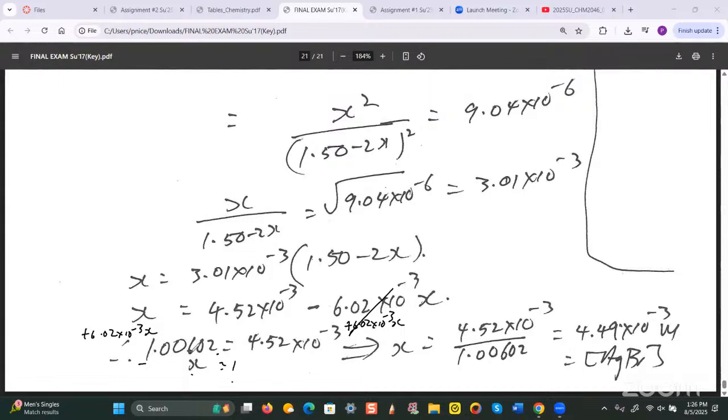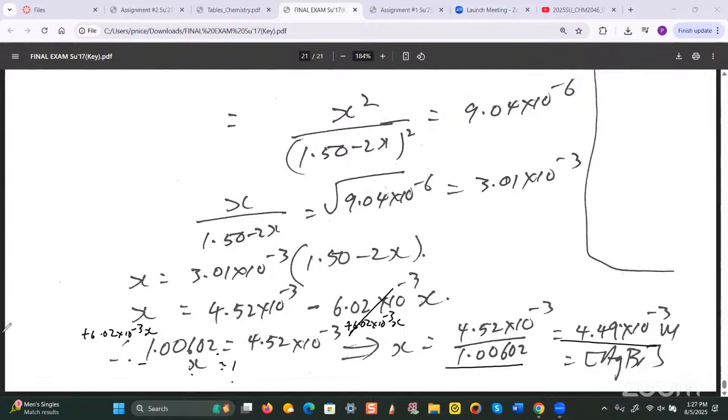So if you rounded this off to 1, no problem. Ultimately, you're going to get x being equal to 4.52 times 10 to the minus 3 divided by that. And that will give you the concentration of the silver ions, which I think is what the question is asking for, or the solubility of silver bromide, I'm sorry. The solubility of silver bromide. So that would be the answer here, all right?